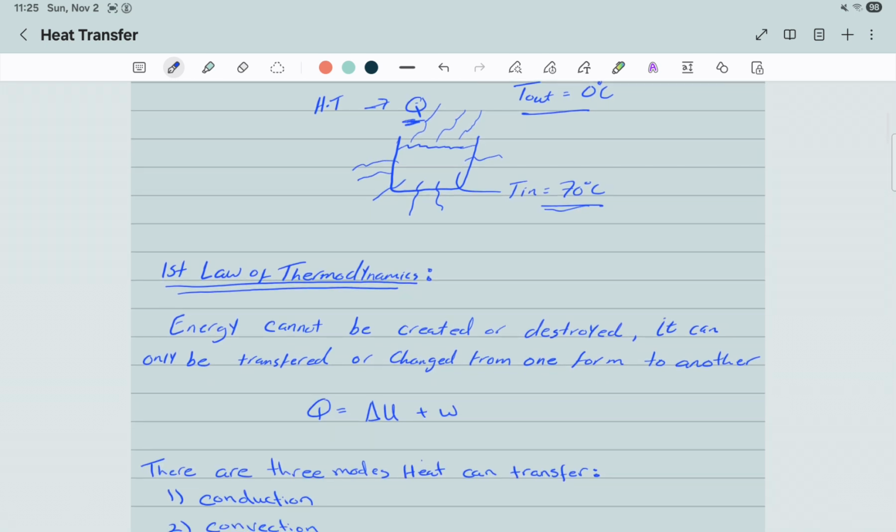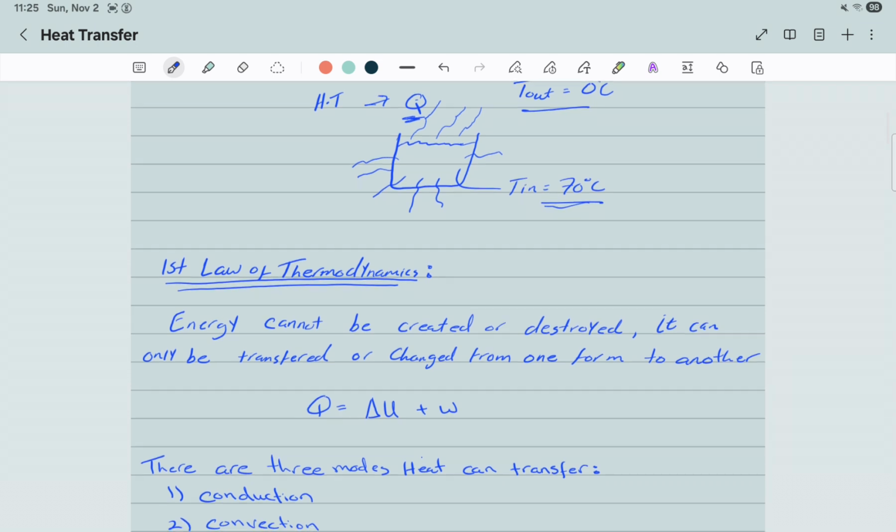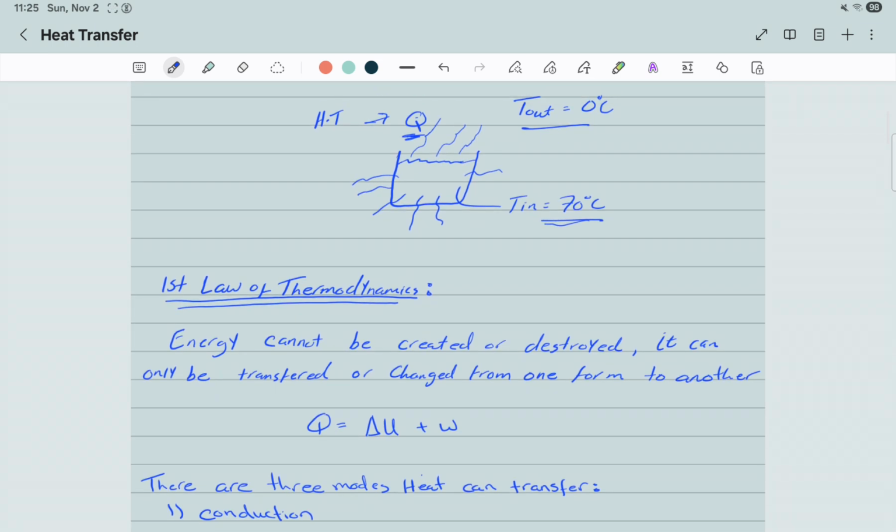As you learned in thermodynamics, which is a prerequisite to this course, the first law of thermodynamics is the law of conservation of energy, meaning that energy cannot be created or destroyed. It only changes its form. It changes from one form to another, or it's transferred to a different form. So for example, when you eat food, that food has energy, and that's what gives you the energy to walk, run, exercise, and so on.